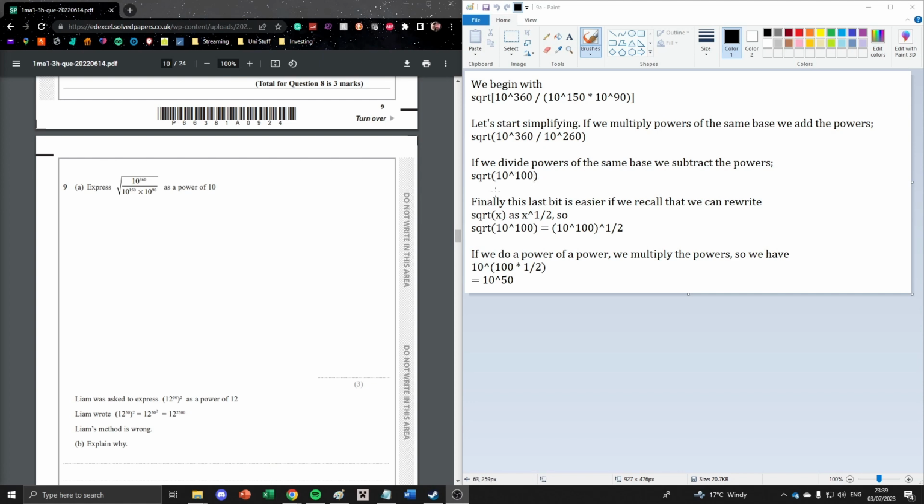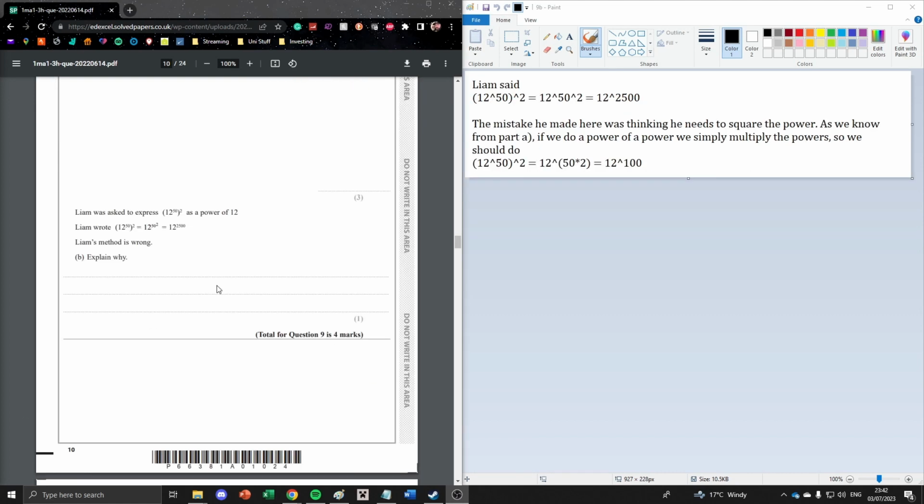And finally, when we square root some given power, we halve the power. And the reason why we can do that is because the square root operator is the same as saying the power of a half of that given base. So we could say, for example, 10 to the power of 100 square rooted is equal to 10 to the power of 100 all to the power of a half. And we know that if we do the power of a power, we multiply said powers. And so in this case, we get 10 to the power of 100 times a half, which is equal to 10 to the power of 50.